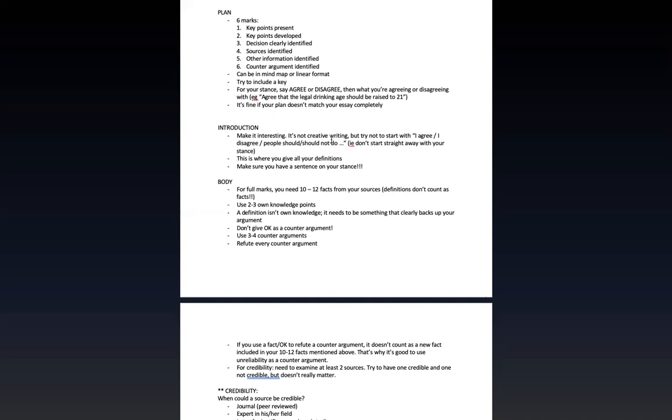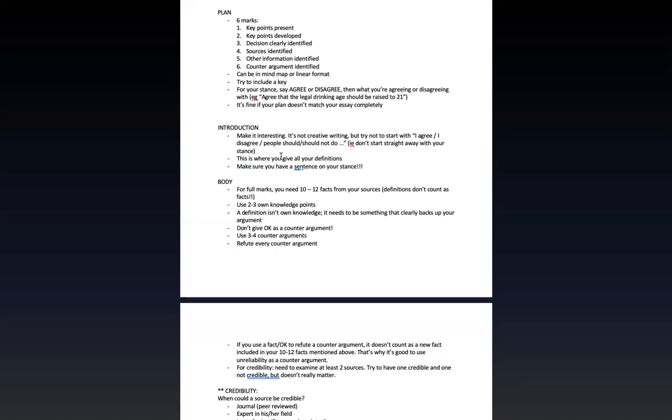And then say, this is what drunk driving is, do all your definitions, and then say, therefore, South Africa should raise the legal drinking age to 21. So just try and capture their attention a little bit. It will help your mark every now and then to show that your introduction not only makes sense, but also kind of captivates the reader.